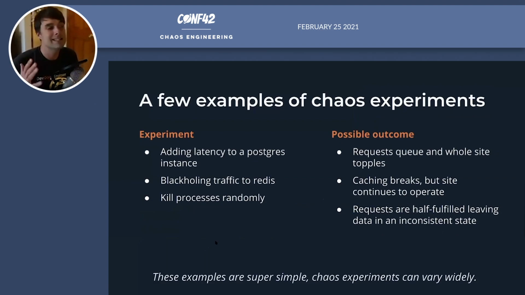So a few examples of chaos experiments that you may run, and these are technical chaos experiments, would be adding latency to a Postgres instance. Really simple one. And a possible outcome of that is maybe now your requests to your app servers start queuing and the whole site topples over. I've experienced that a couple of times in my career. Maybe you black hole traffic intentionally to Redis and caching breaks, but the site continues to operate, maybe just a little bit more slow. And then killing processes randomly. Requests are half fulfilled, leaving data in an inconsistent state. Never a fun situation. So all these examples, super simple, but hopefully the idea kind of comes across.